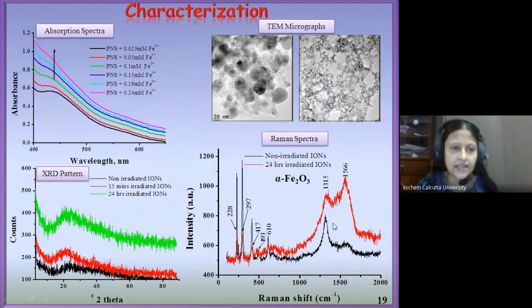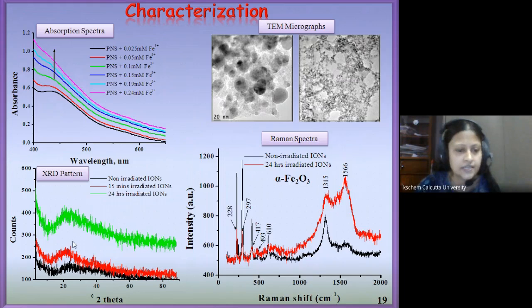Now we characterized by taking the absorption spectrum, which showed the characteristic surface plasmon resonance at 430 nanometer. With increasing concentration of iron, it showed increasing absorbance at 430. The TEM images showed nanoparticles with size 30 to 50 nanometers.